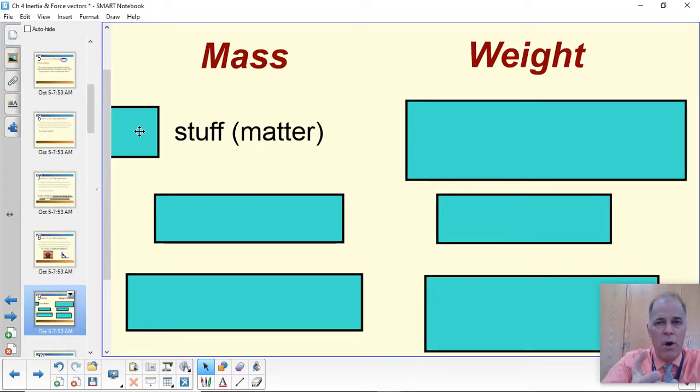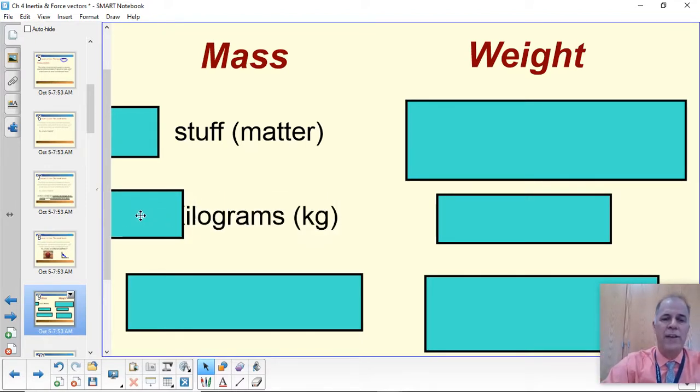So if you have a bowling ball, it's made up of a whole bunch of protons and neutrons and electrons that are all together in a nice, neat package. There's stuff in there. Now, if I took the bowling ball to the moon, it would still have the same amount of stuff. It would still have the same amount of mass because there are the same protons and neutrons and electrons in that ball, no matter where I take it. The mass never changes.